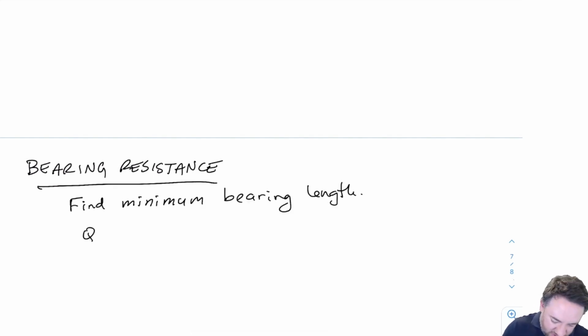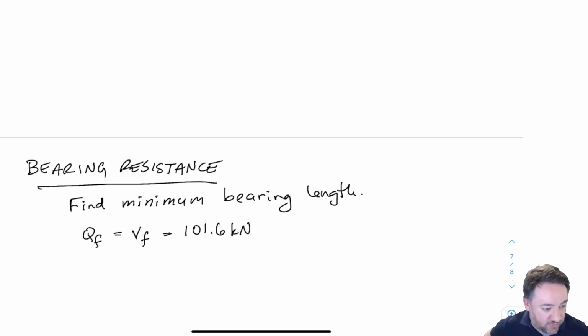Okay, so what is our bearing load that's being applied? In this case, QF is just equal to VF, since I don't have a continuous beam or anything. The shear at the end of the beam happens to be the factored bearing load. This is not always the case. In this case QF equals VF, and that was 101.6 kilonewtons. And I cannot use VF at D for this. I have to use the actual load at the bearing, because that bearing is seeing that full load.